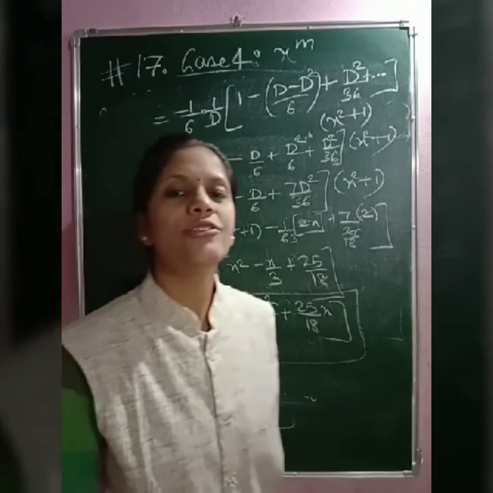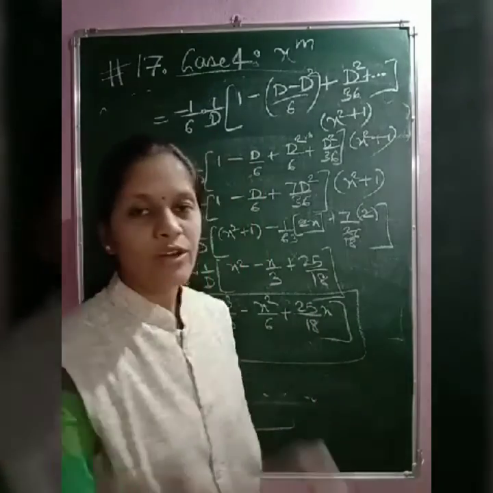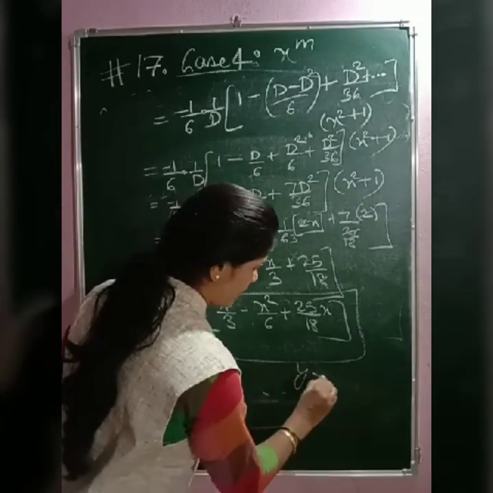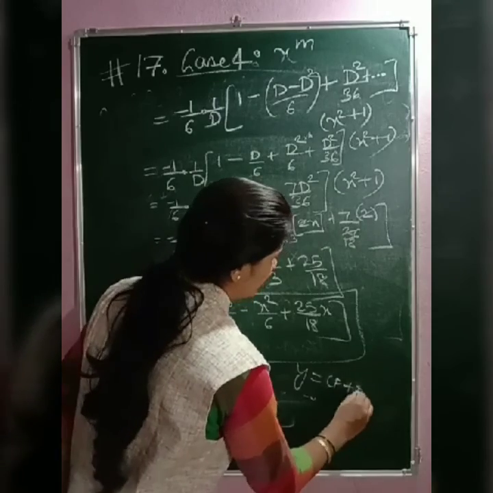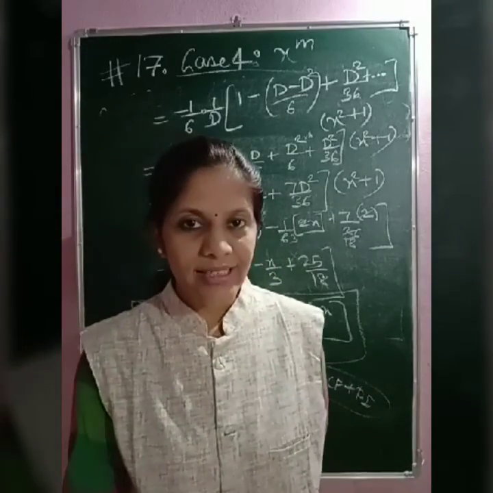So complete solution is y equal to CF plus PI. So CF has been formed, PI has been formed. CF plus PI. So this is all for today's session.